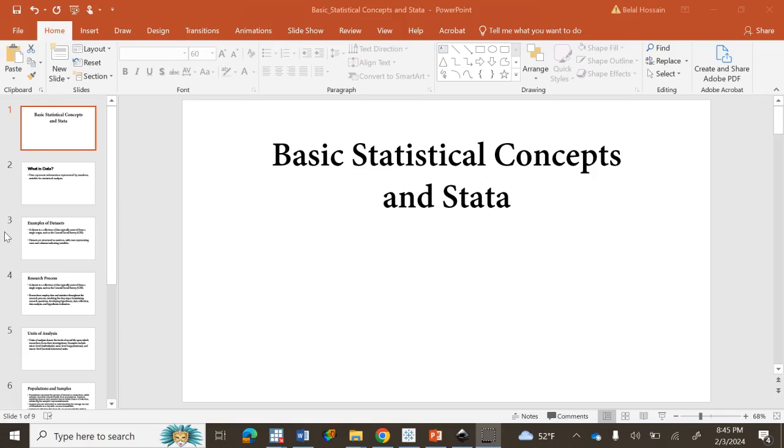So before we move on to actual data analysis in Stata, it is highly important to understand some basic statistical concepts, which we are going to discuss today in this tutorial.